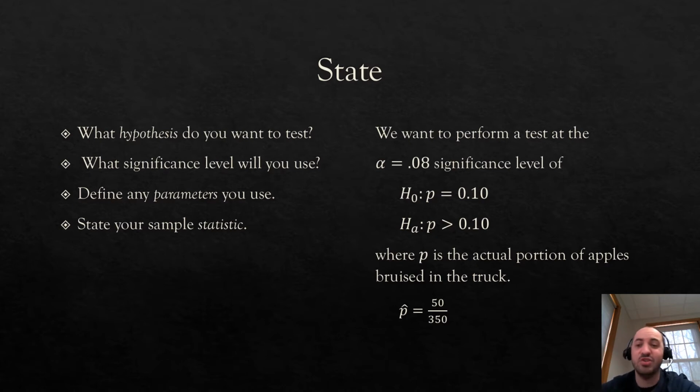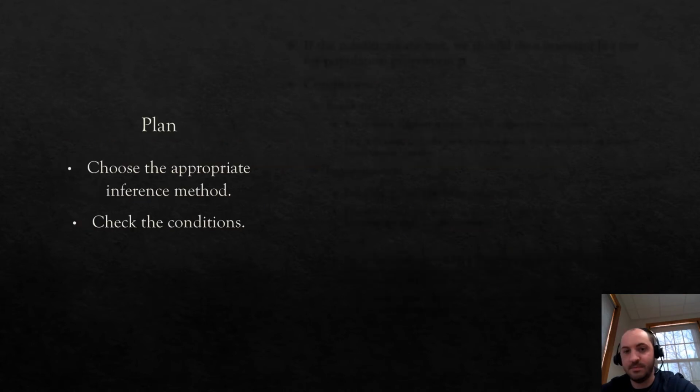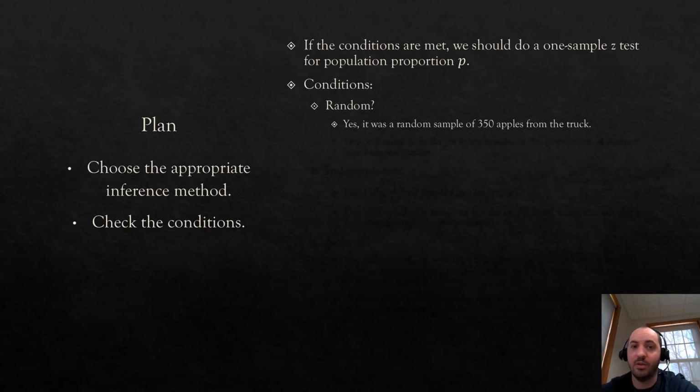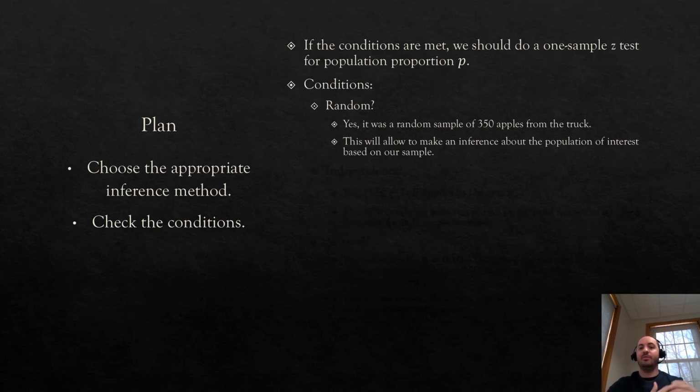Now let's go to the planning phase. So we need to choose our inference method and check our conditions. Our inference method is going to be a one sample z-test for population proportion P. And our conditions are going to be the same as they were for confidence intervals. So do we have randomness here? Yes, it was a simple random sample of 350 apples. Randomness is always important because it lets you take your observation in your sample and generalize it to a population.